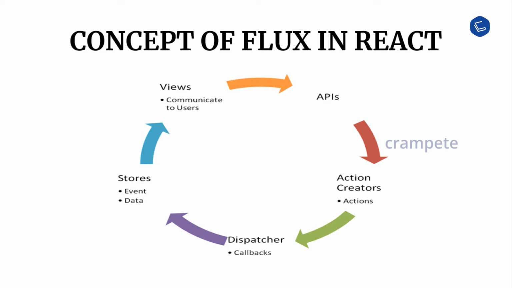Now let's get into a bit advanced concept of Flux in React. So what is Flux? Flux is a programming concept where the data is unidirectional. That is, the data enters the app and flows in one-way direction until it's rendered on the screen. So you can say Flux is an application architecture for building UI.